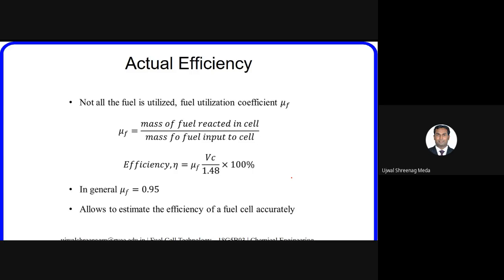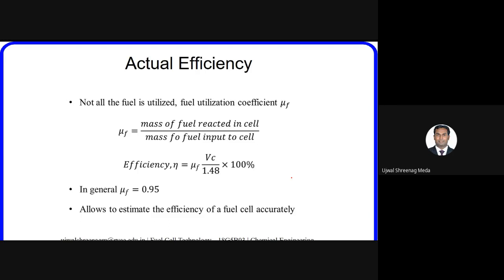So what is this? This is the ratio of mass of fuel reacted in the fuel cell to mass of fuel that is supplied to the fuel cell. So that ratio speaks about how much fuel is utilized, which is termed as fuel utilization coefficient.